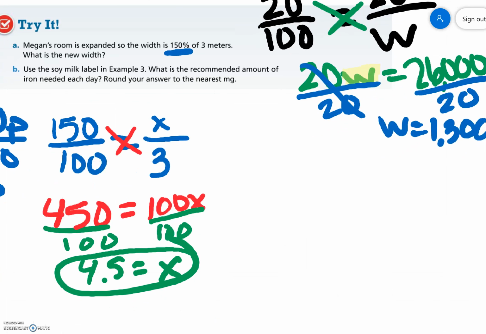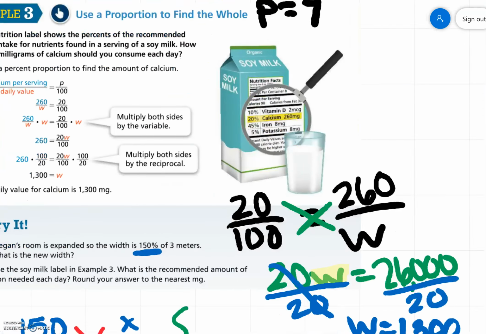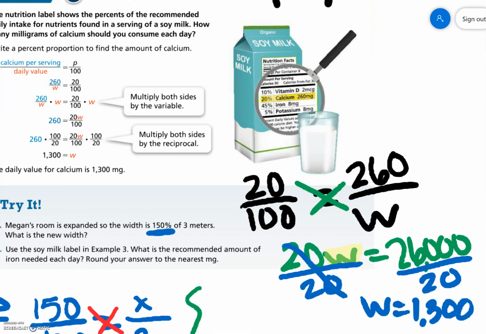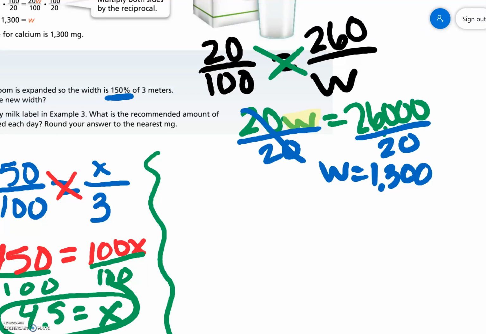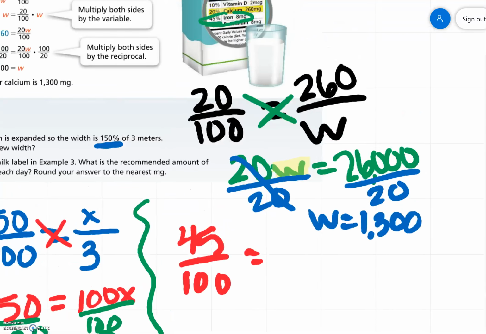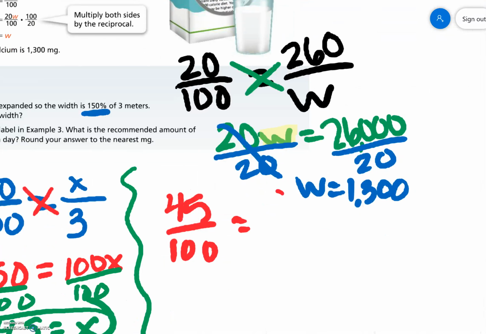Use the soy milk label in example 3. What is the recommended amount of iron needed each day? So we're doing the same type of problem as example 3, but now we're using iron. So it says 45%. Light bulb goes off. I put 45 right over 100. And we know 45% is 8 milligrams.